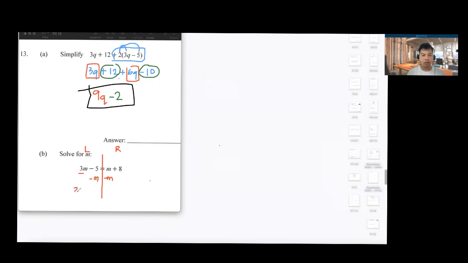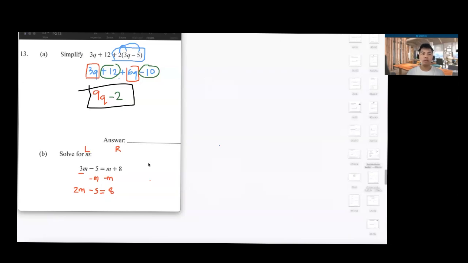So I'll just rewrite that. 2m. And then I'll just rewrite the -5. And then, so you see we have m plus 8 minus m here. So m minus m is 0. So we don't have to write that anymore. So I just have to write 8. So remember, there's an equal sign here. So let me remove down the line. Okay.